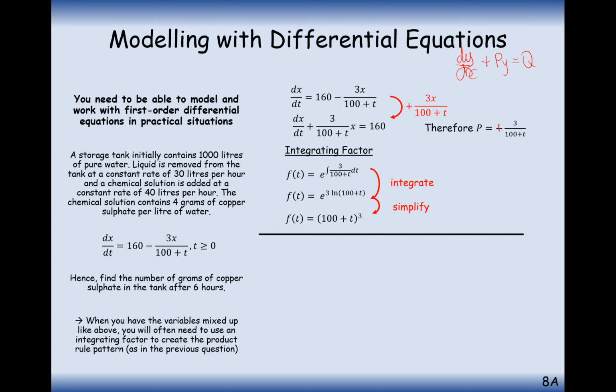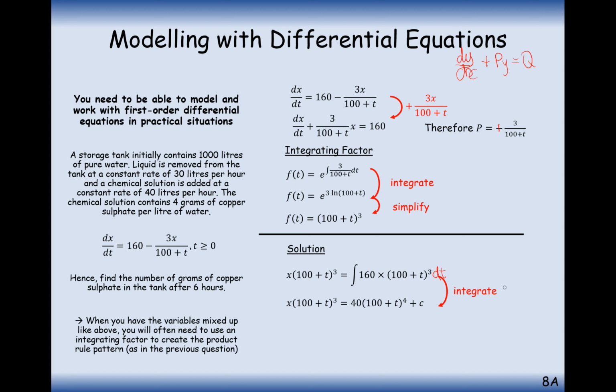Now that we've got the integrating factor, we can go for the solution, and the solution is always of this form: the integrating factor times y, or in this case x, equals the integral of the integrating factor times q, and that's the function on the other side of the equation. So this is what the next stage looks like. It's going to be x times (100 plus t) cubed equals the integral of 160 times (100 plus t) cubed dt.